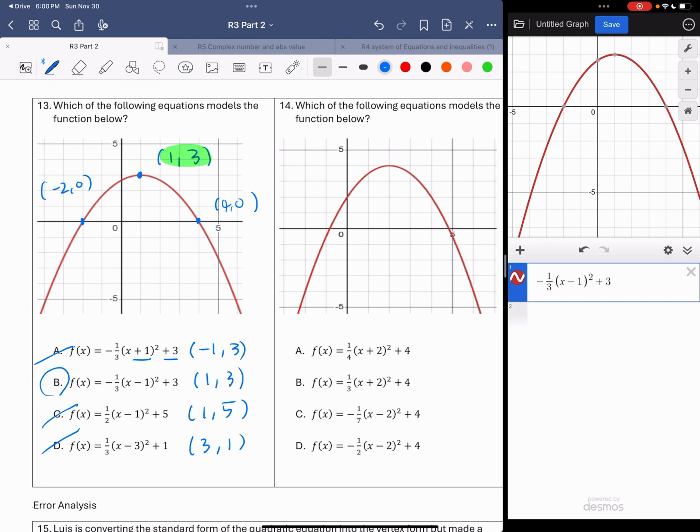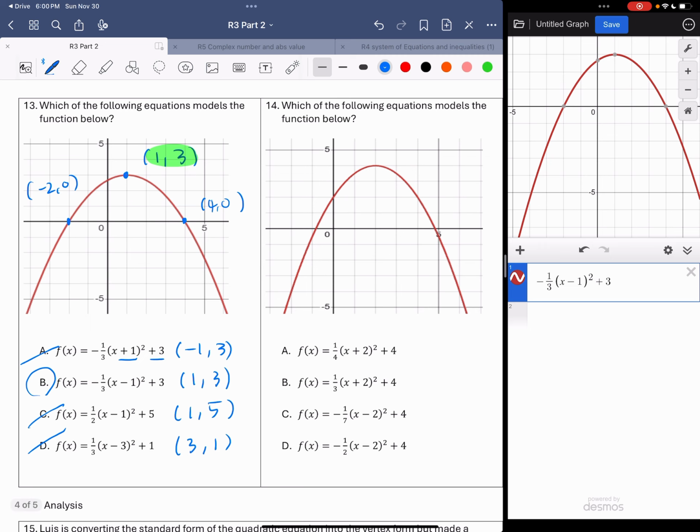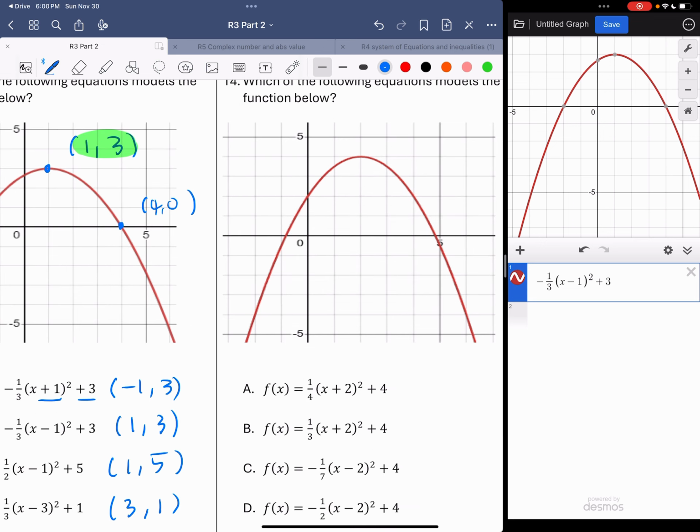I'm pretty sure in question number 14, you will have two answer choices that have the same vertex. So you have to figure out which one is the same. In my opinion, finding 0, comma 2 is going to be the right one along with the vertex. Okay.